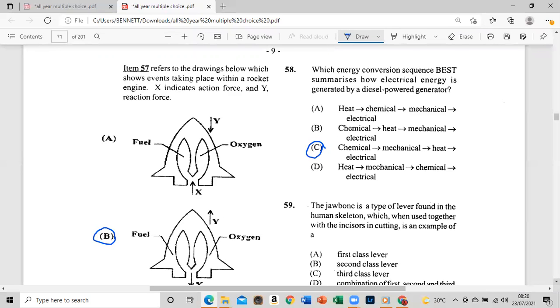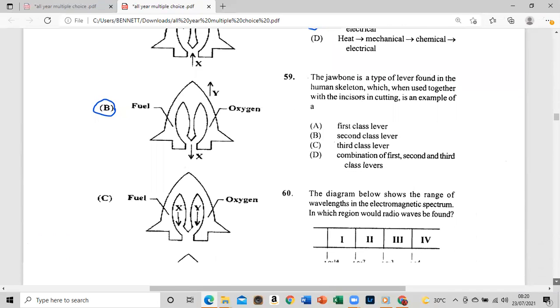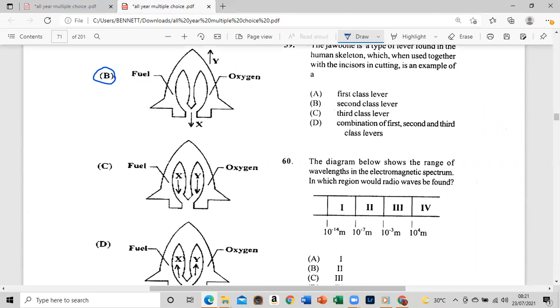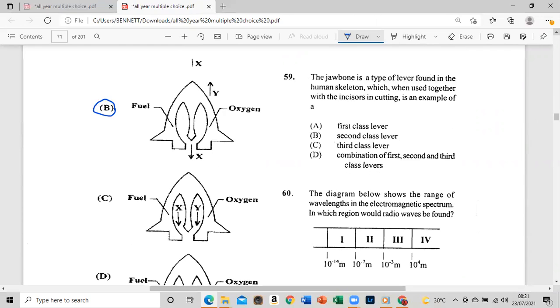59, the penultimate one, and then 60 will be our last. The jawbone is a type of lever found in the human skeleton. When used together with the incisors in cutting, it is an example of A, first class lever, B, second class lever, C, third class lever, or D, a combination of first, second, and third class lever? And that would be B, second class lever.